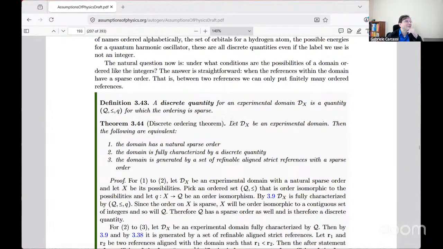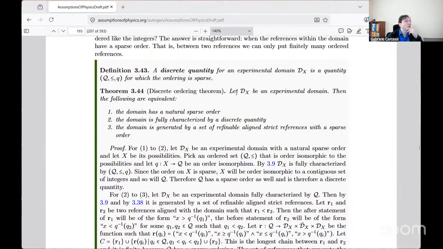And now there is the theorem here. Now we have an experimental domain, and then we want to have this equivalence. The domain has a natural sparse order. The domain is fully characterized by a discrete quantity, and the domain is generated by a set of refinable strict references with a sparse order.